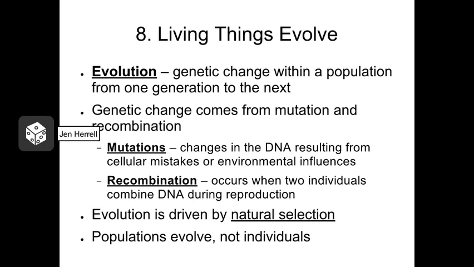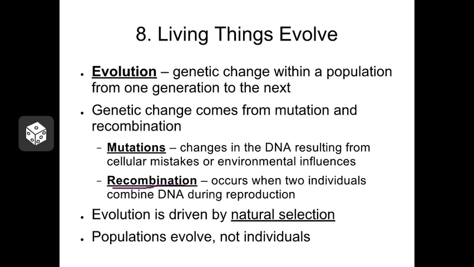There are two sources for genetic change within organisms: mutations and recombination. Mutations are random changes that can occur in DNA. So we often refer to them as being mistakes in the DNA, and this can alter how the DNA functions. We'll take a look at mutations later on in the semester.